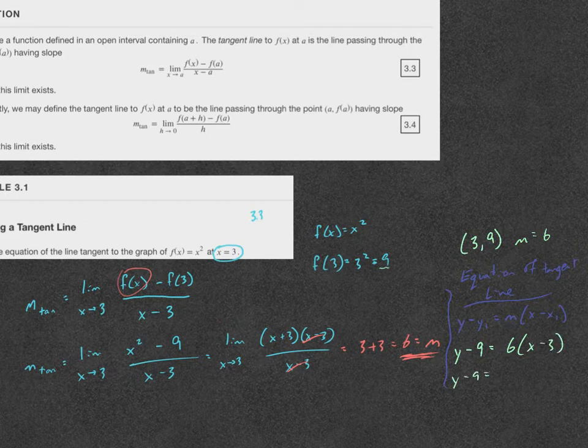I can simplify this by distributing: 6x minus 18, add the 9 over, y equals 6x minus 9. Okay, so that is my tangent line. If I were to plot the curve y equals x squared, and you can see this in OpenStax, I didn't take a screenshot of this, but if you go to OpenStax, you can see a zoomed in image of this. Y equals x squared and y equals 6x minus 9 are going to just barely touch each other at the point (3, 9).